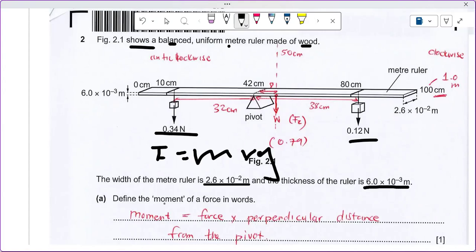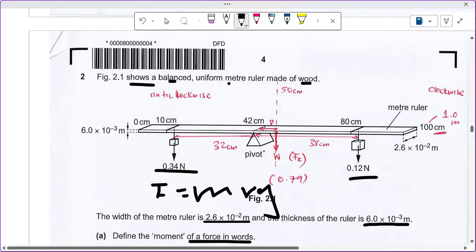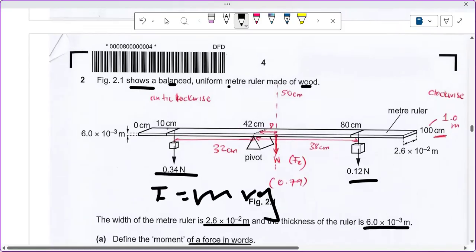Then we are asked to define the moment of a force. Please go through that book that I gave you to know your definitions. The moment of a force is the force multiplied by the perpendicular distance from a pivot. Now, on figure 2.1, they're asking you to mark the position of the center of gravity of the ruler with a point X, and to label the point X from the 0 centimeter end of the ruler. So the 0 centimeter end of the ruler is from here.